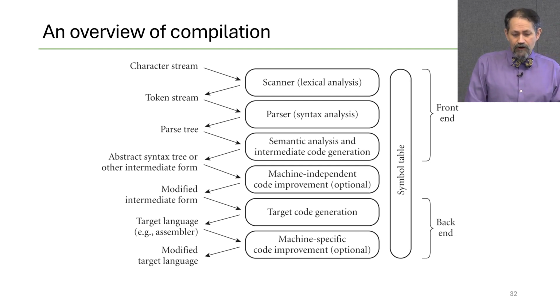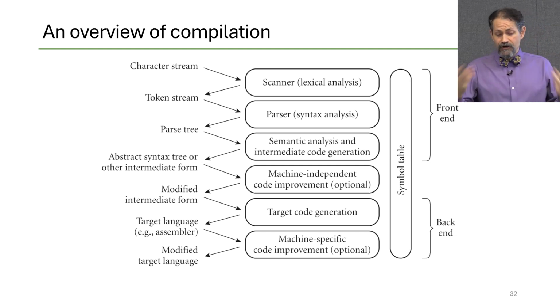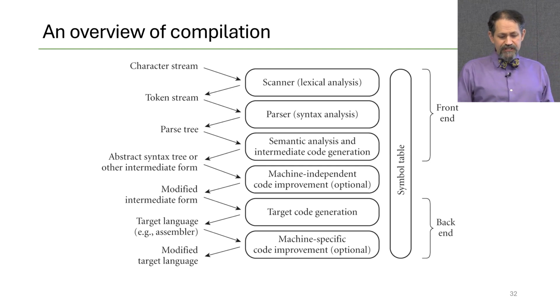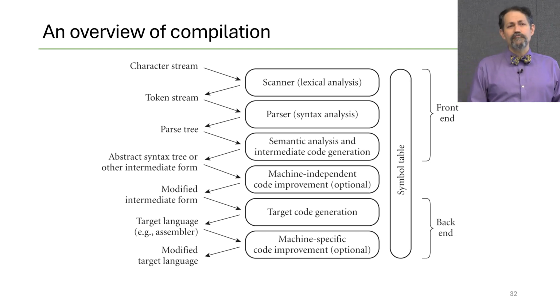Looking at the back end of the compiler, our goal will be to generate the target code that's equivalent to this intermediate representation. Compilers will often first do machine-independent code improvement. So they'll take this intermediate form and transform it into a form that might be more efficient for execution. This modified intermediate form is then the input to target code generation, which gives us code for the target machine. And then we might do some more code improvement to make that code a little bit faster, a little bit more efficient, maybe a little bit smaller. And finally, we get the target language, which might be, again, assembly code or machine code.